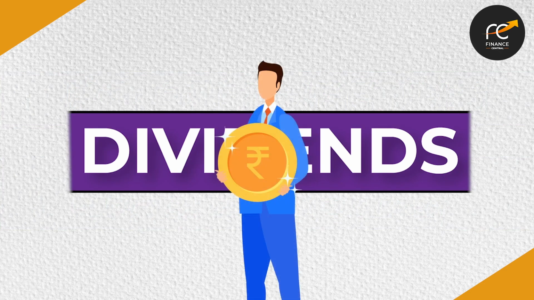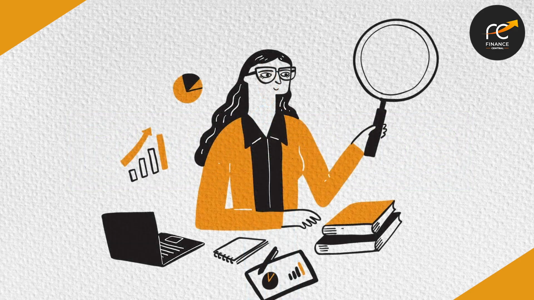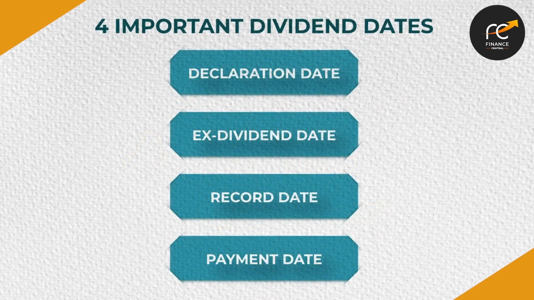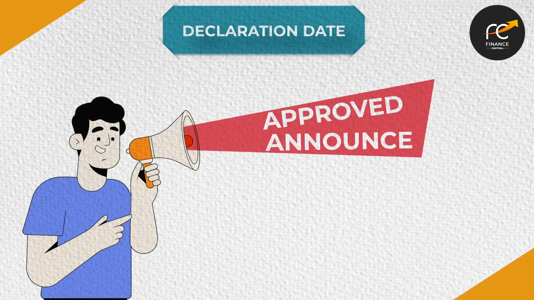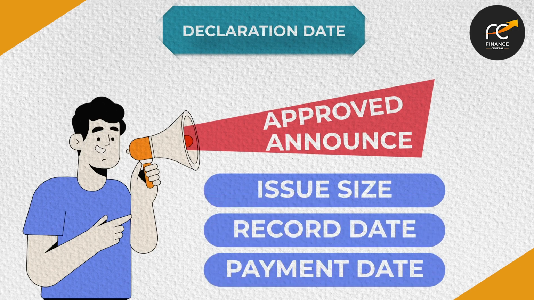Now let us understand the four important dates associated with dividends, which every retail investor investing in the stock market must know. So that you understand if you are eligible for the dividend or not. The four important dates related to dividends are declaration or announcement date, ex-dividend date, record date, and payment date. Declaration date is the date on which the board of directors approve and announce the dividends. On this date, they also declare the issue size, record date, and payment date as well.